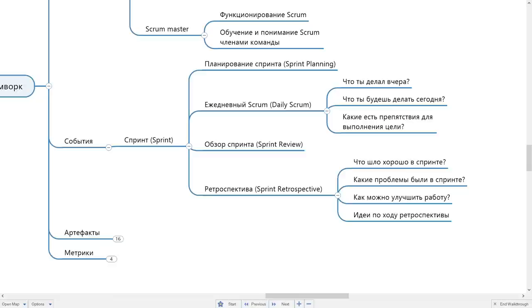In the first column, we write down what we did well in the sprint. In the second column, we write what problems we had in the sprint. Next, we write how we can improve performance, that is, how we can improve those problems. We come up with some action items.